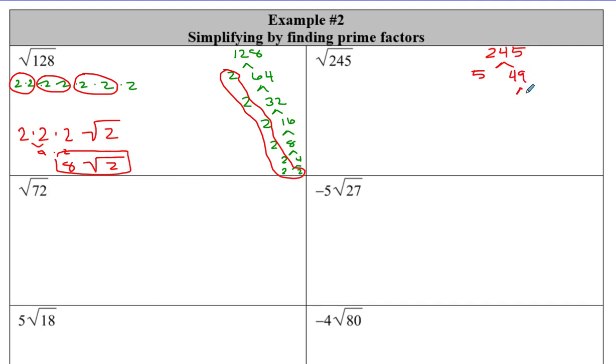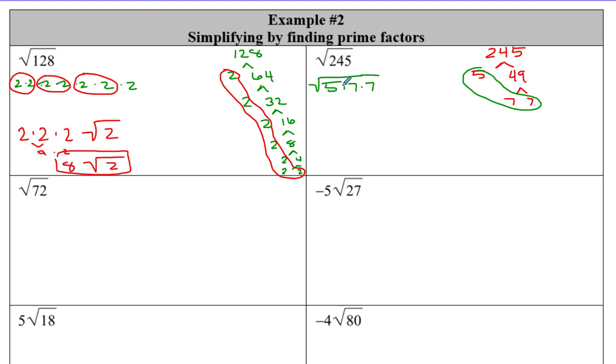Okay, then 49, well, we know that 7 is a prime number. 49 is actually a perfect square. So this actually didn't take us that long. Pretty nice. So here are our prime factors. We can write this as, I should have done that over here, but that's all right, as 5 times 7 times 7.